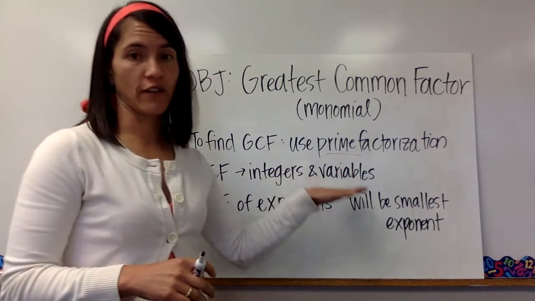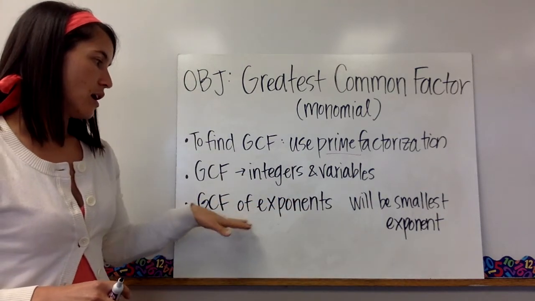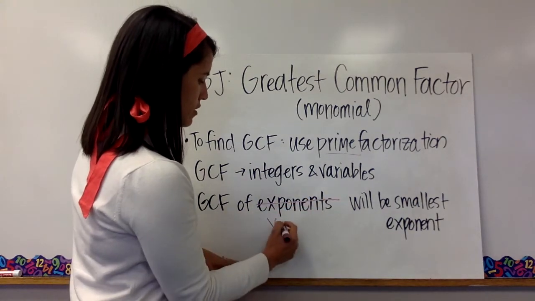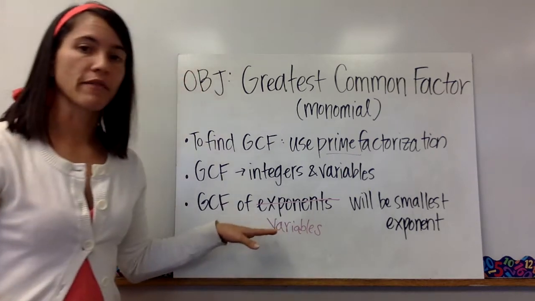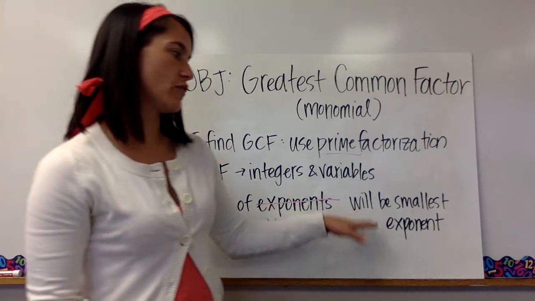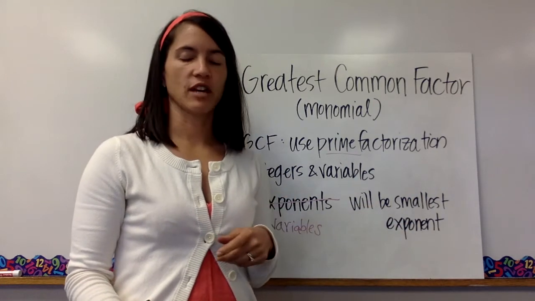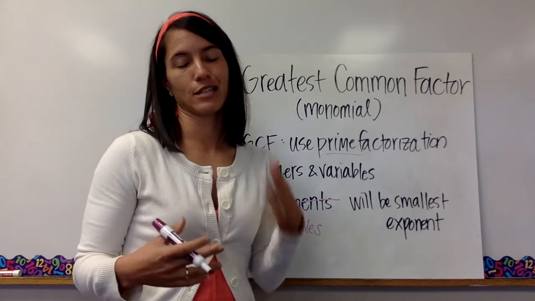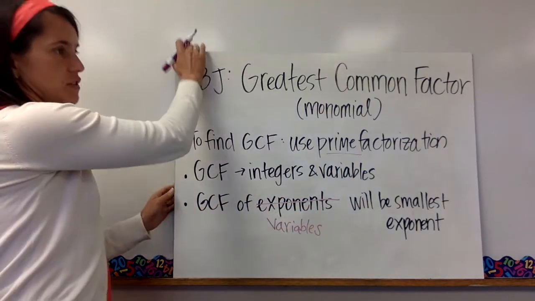You're going to use integers and variables, and if you're talking specifically about variables, sorry, this is supposed to say variables. The greatest common factor of variables is going to be the variable with the smallest exponent. So if you have variables, you're going to take the one with the smallest exponent. It's going to be the greatest common factor. I'm going to show you how to do these examples.